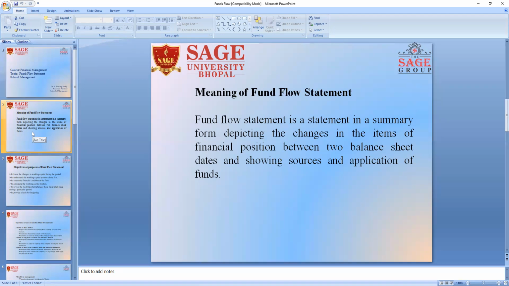So here the main reason for preparing the fund flow statement is in order to know what is the financial position of the organization or the firm between two balance sheet dates, so that we can understand where the sources of funds are and how the application of funds has been utilized, so that the management can better understand how the funds should be brought or utilized, how the control is there. So for this purpose, fund flow statement helps us a lot.